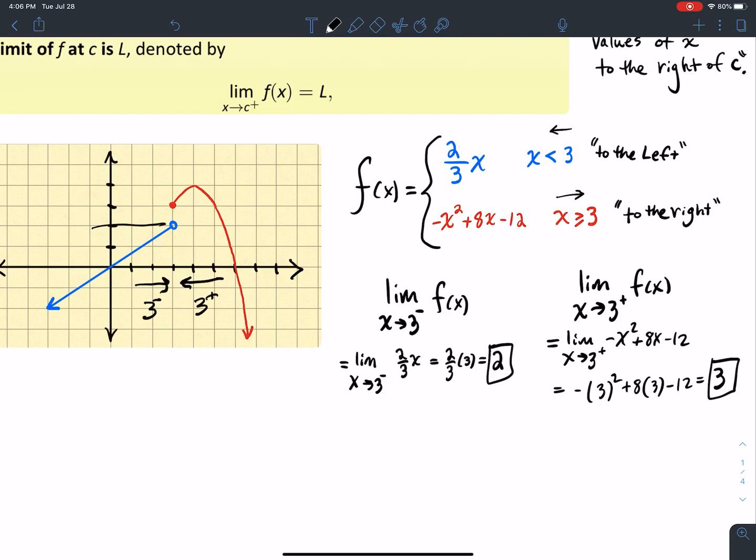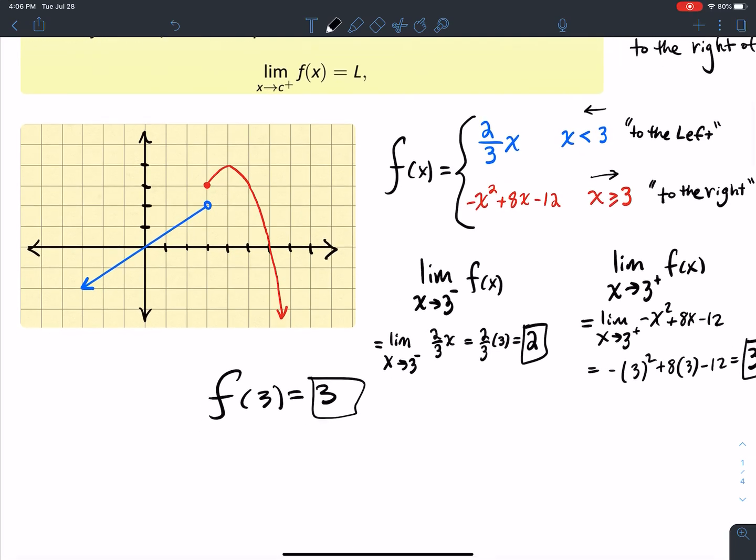So what's the conclusion? Well, you could ask yourself, what about f of 3? What does f of 3 even equal? If I plug in a 3, which equation do I use? I use this one because it has the equal sign. If I plug in a 3 here, I've already found that it equals 3. So that is defined. But just because a function is defined at a single point does not mean that the limit exists there. I wanted to make that point to you. Just because it's defined here at 3 doesn't mean that the limit exists.